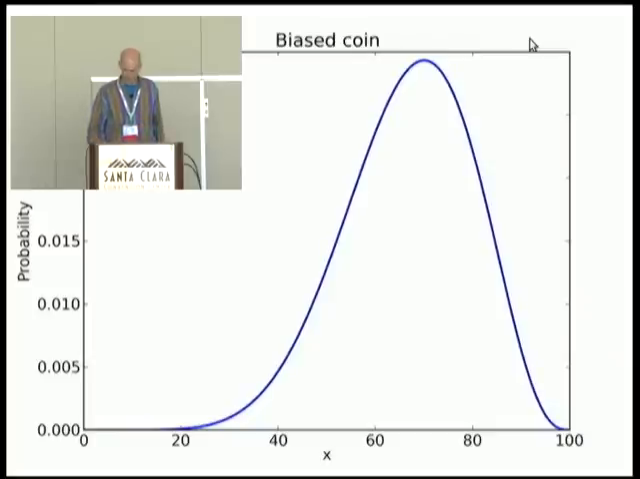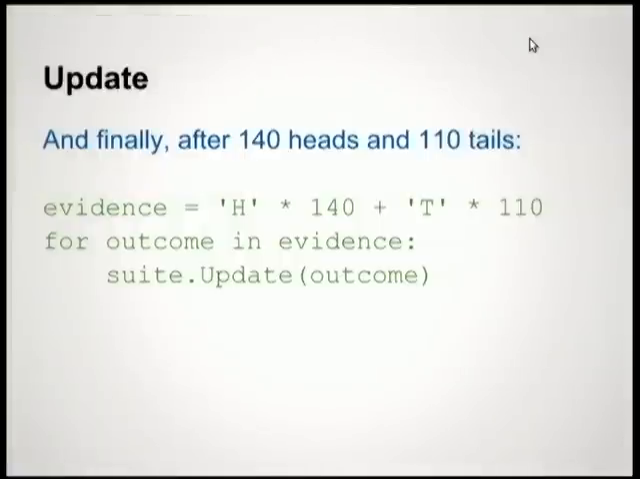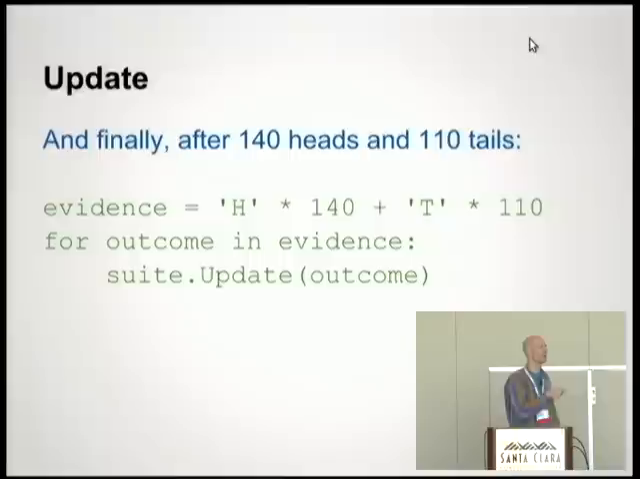But now we're ready to do the full-fledged version with all the data. And here's a shorthand little Pythonic way of constructing a string that has 140 heads and 110 tails. If you run that code, that will give us our posterior belief about X after having seen all the data.